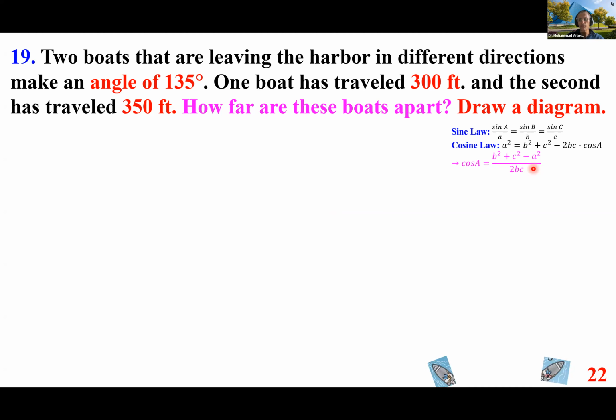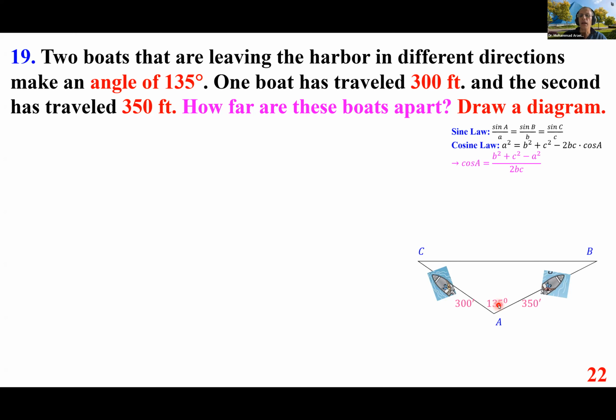So here's the drawing. So these are the two boats. They make a 135-degree angle here. And one has traveled 300, but one has traveled 350 feet. And of course, this is the distance BC or A is of interest to us.